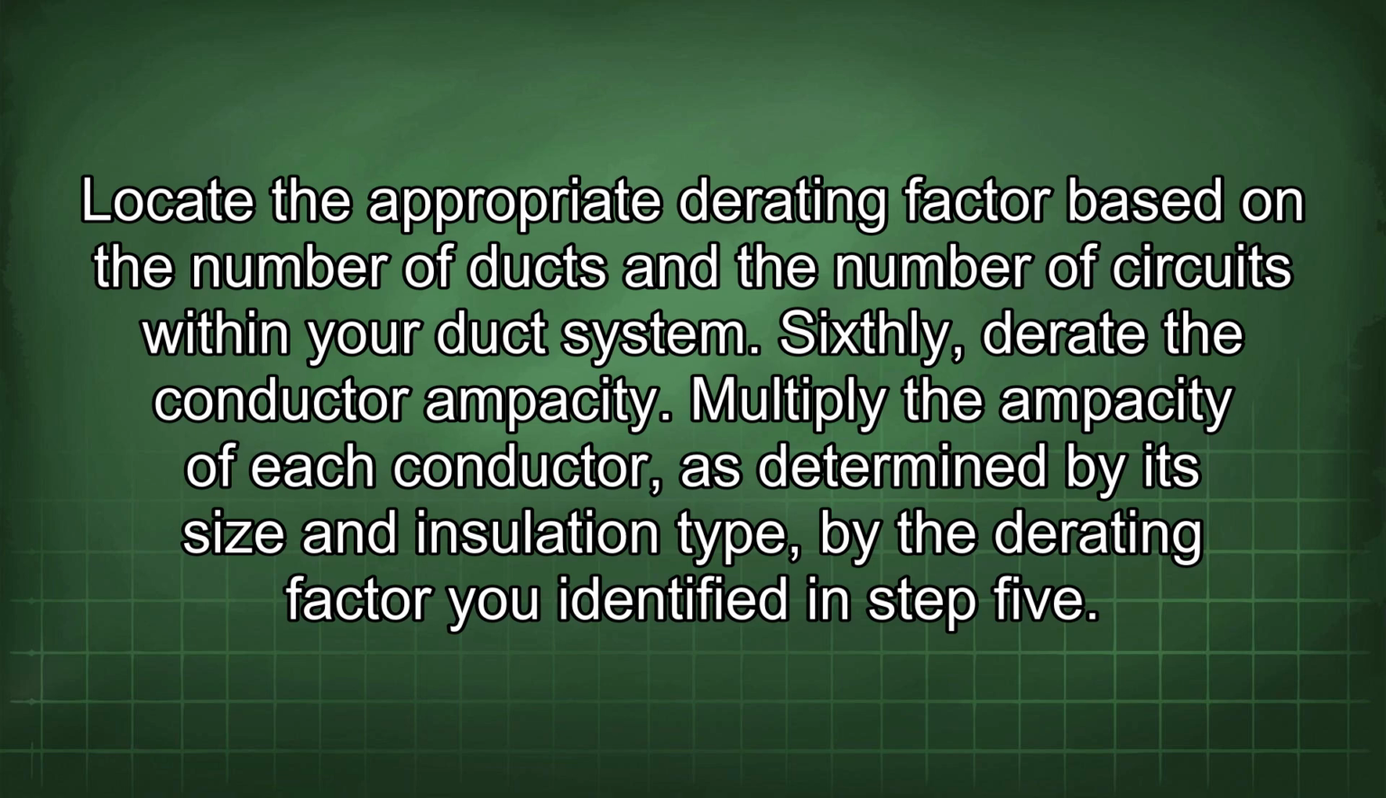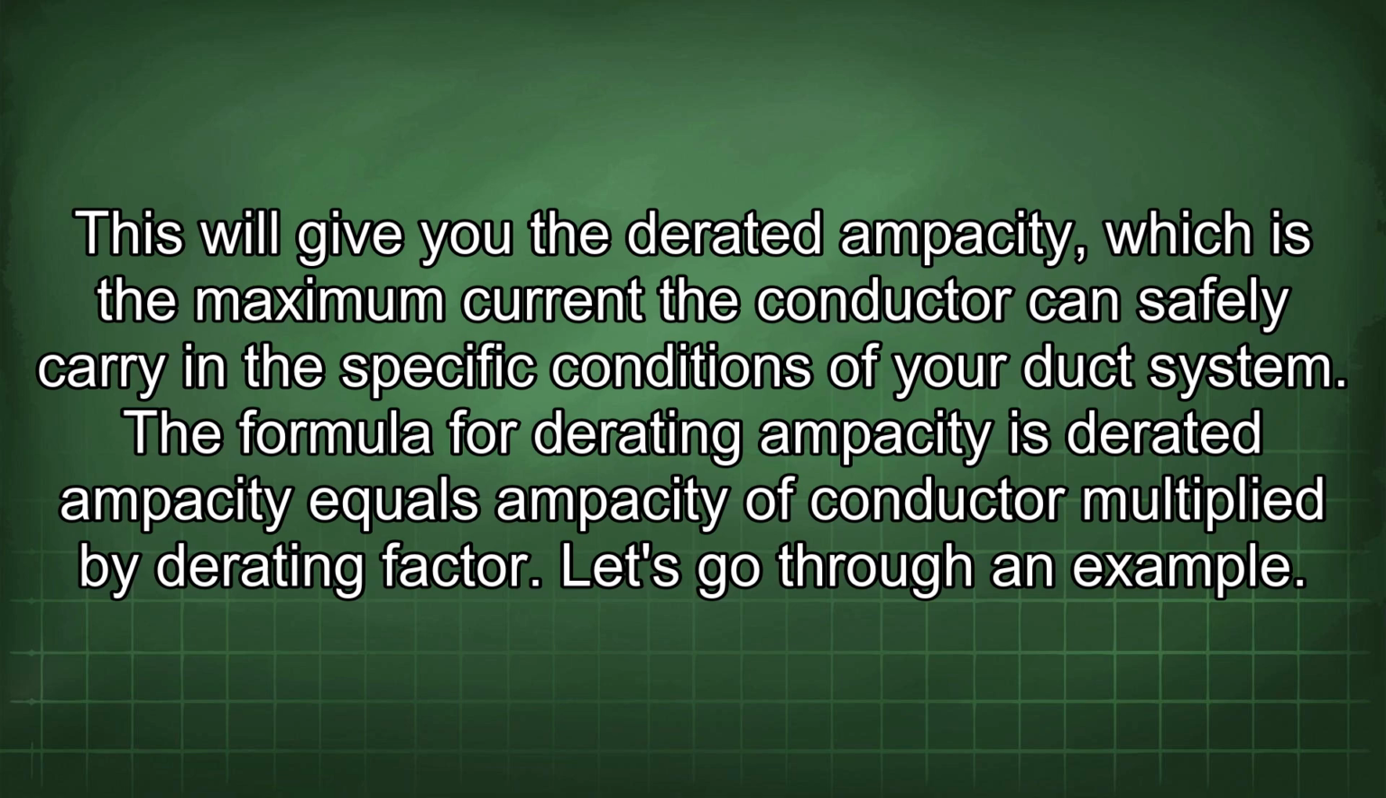Sixthly, derate the conductor ampacity. Multiply the ampacity of each conductor, as determined by its size and insulation type, by the derating factor you identified in step 5. This will give you the derated ampacity, which is the maximum current the conductor can safely carry in the specific conditions of your duct system. The formula for derating ampacity is: derated ampacity equals ampacity of conductor multiplied by derating factor.